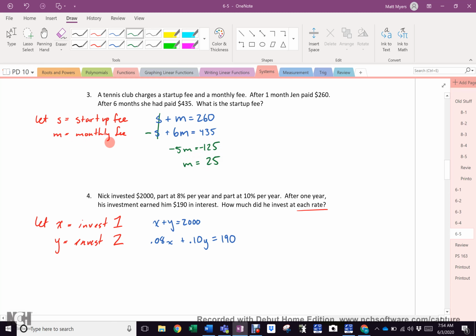So monthly fee, right? And right up here, S plus 25 equals 260. So S equals 235.